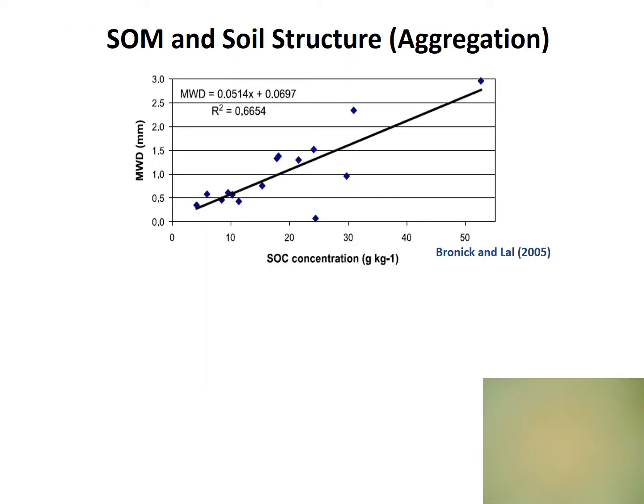Those aggregates can then form into larger aggregates, and that's basically what we talk about when we're talking about soil structure, right? So here's a graph just showing that across a bunch of different soils, as you increase soil organic carbon or soil organic matter, the overall aggregation and the stability of those aggregates increases.